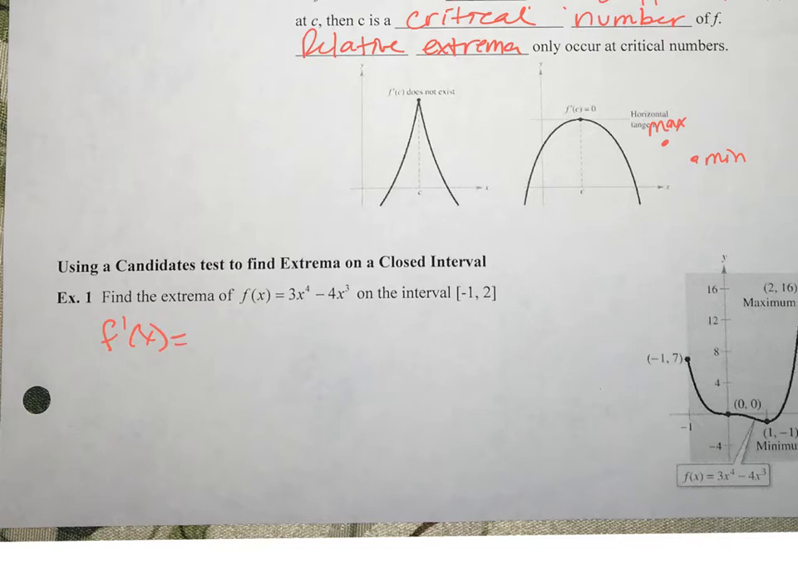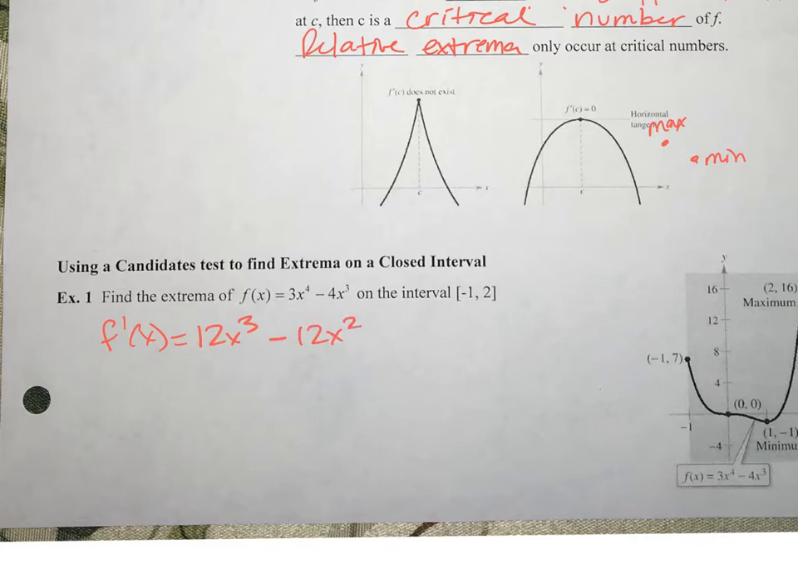The derivative of 3x to the fourth would be: bring that 4 around front, multiply it by 3, and then decrease the power by 1. So the derivative of 3x to the fourth would be 12x cubed, and then minus the derivative of 4x to the third, which would be 12x squared.